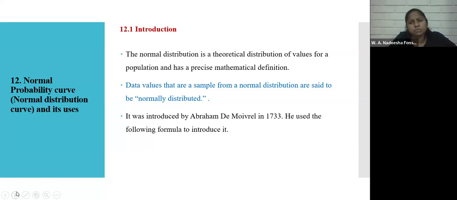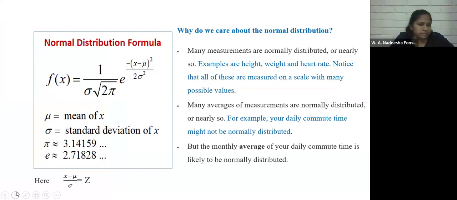It is a theoretical distribution of values for a population and has a precise mathematical definition. So data values that are a sample from a normal distribution are said to be normally distributed. If our data behave like the normal distribution curve, we call it normally distributed. If not, it is not normally distributed. It was first found by the mathematician Abraham de Moivre in 1733.